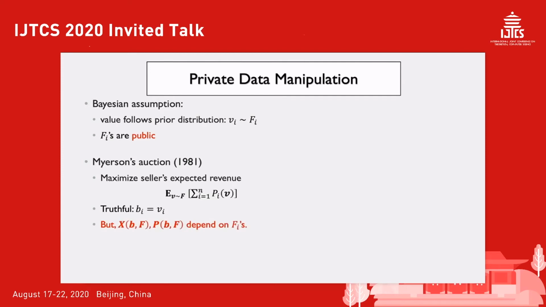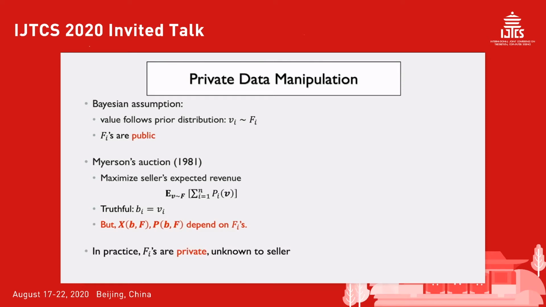But there's a drawback of Myerson's auction, which is that the allocation x and the payment p depend not only on the bids, but also on the prior distribution of values. Mathematically, x and p take both bids B and distributions F as inputs.